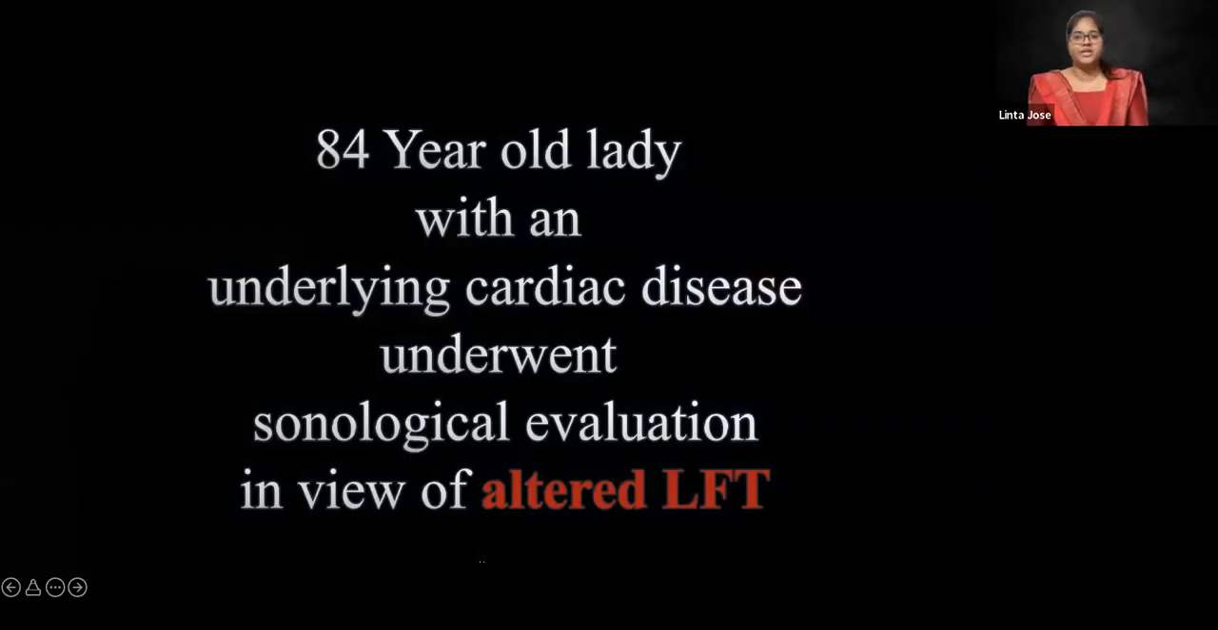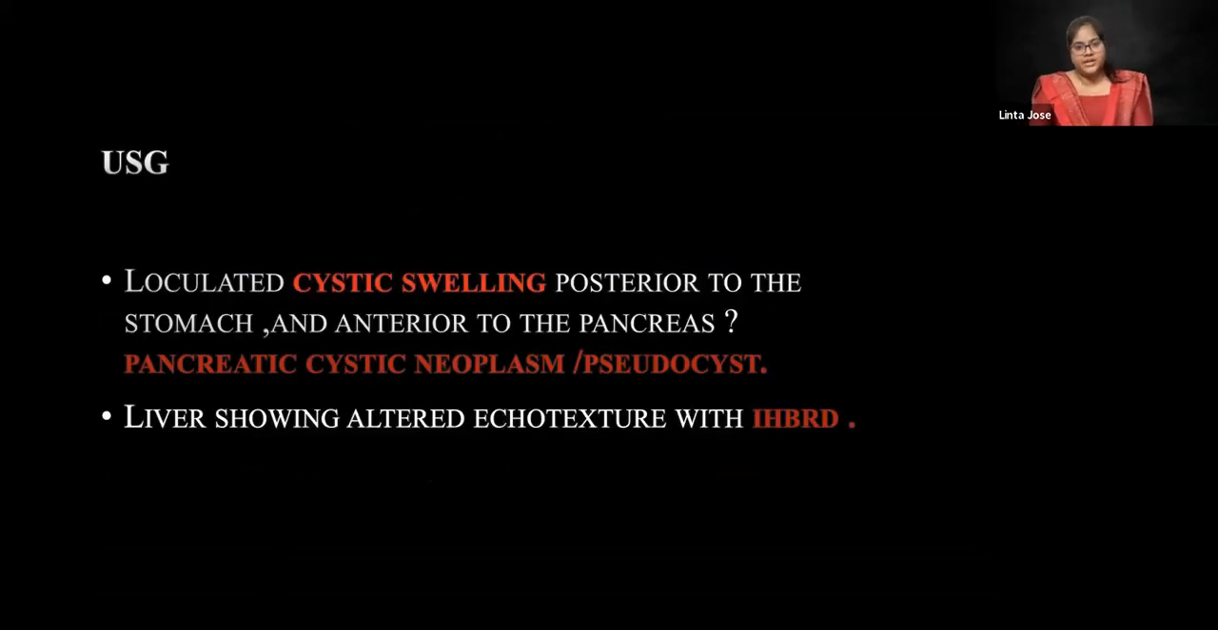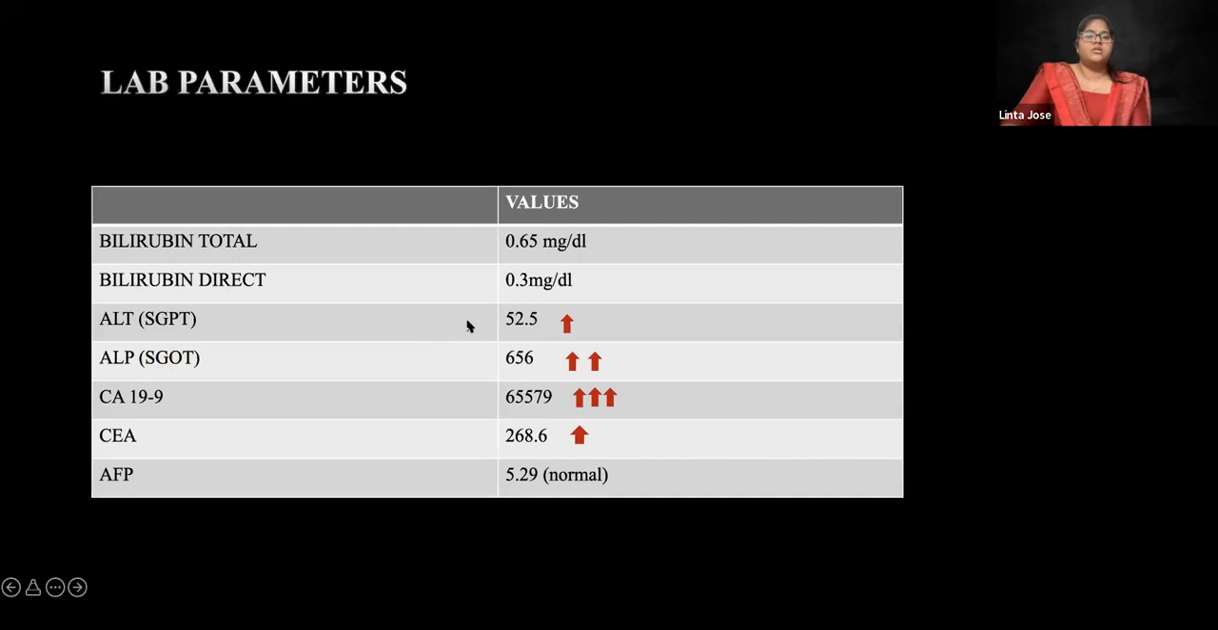Presenting a case of an 84-year-old lady with comorbidity only of a cardiac issue, who was evaluated sonologically in view of altered LFT. Sonologically, there was a mild altered echotexture of the liver as well as IHBRD, and a cystic swelling posterior to the pancreas, anterior to the pancreas and just posterior to the stomach. In view of altered LFT and USG findings suggestive of cystic swelling, with a differential of cirrhosis or pancreatic neoplasm, she was evaluated with further lab parameters, which showed altered LFTs as well as elevation of tumor markers such as CA 19-9 and CEA.